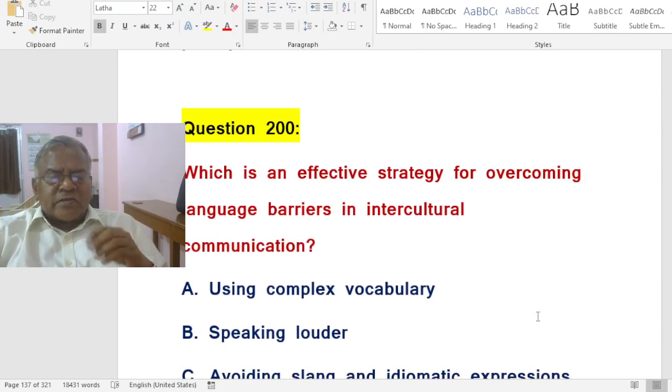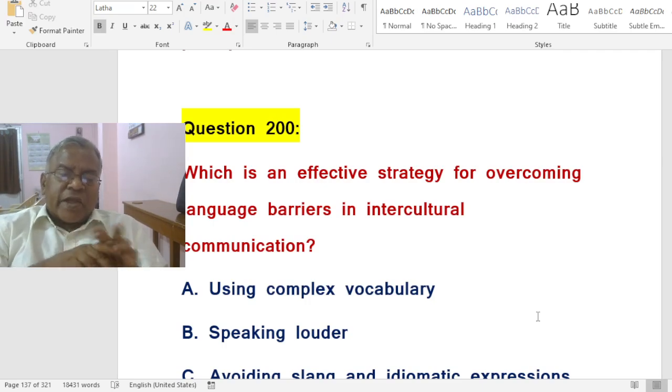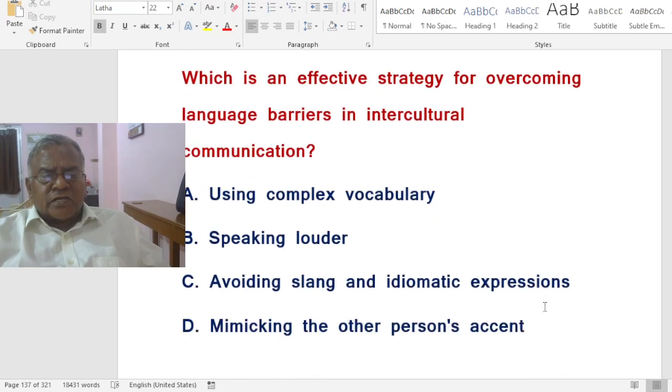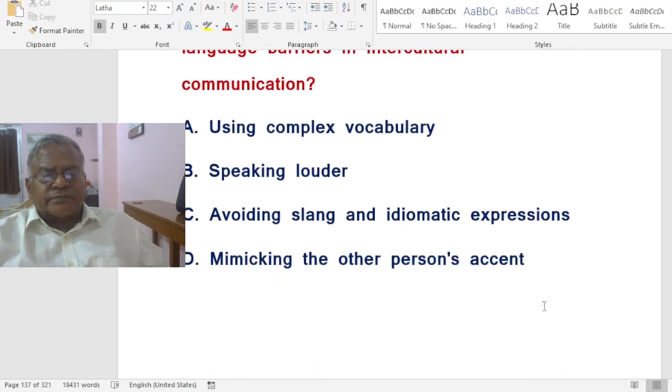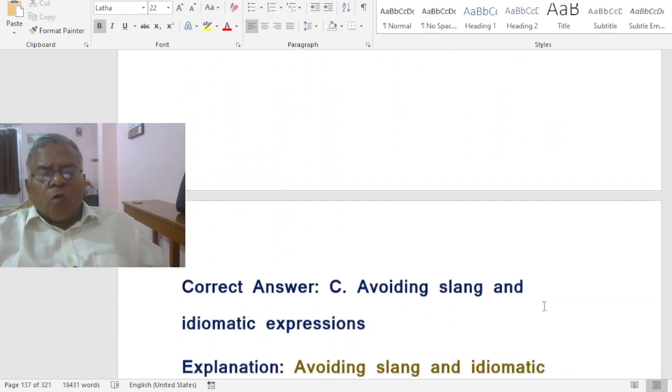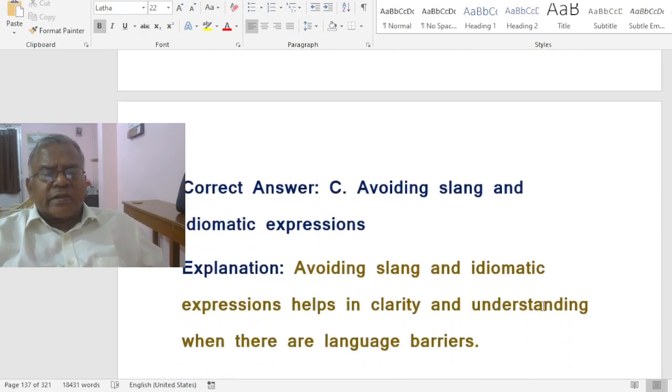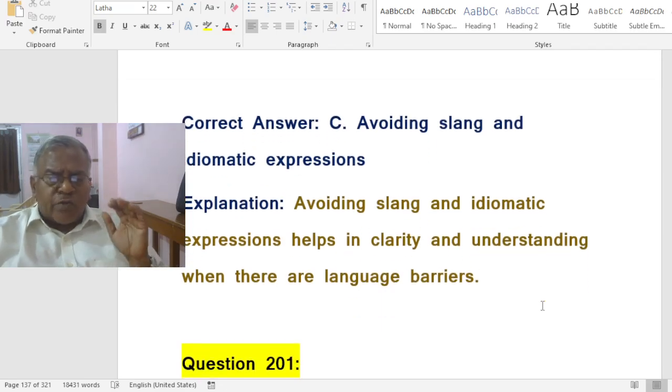What is an effective strategy for overcoming language barriers in intercultural communication? Avoiding slang and idiomatic expressions. Avoiding slang and idiomatic expressions helps in clarity and understanding where there are language barriers.